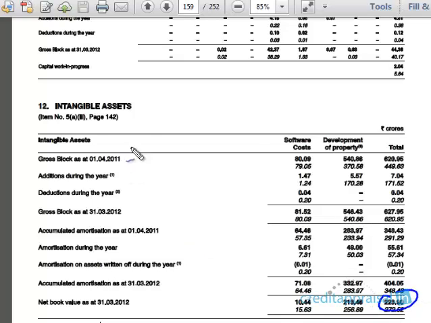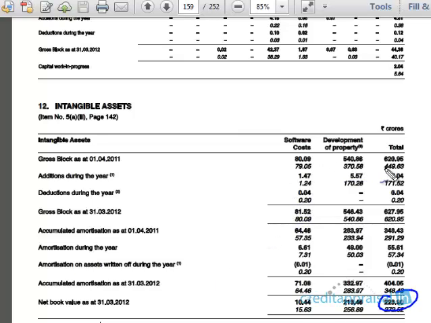That's the intangible assets. So here also we'll have the gross block and the accumulated amortization. We call it amortization here. We don't use the term depreciation. For fixed assets we use depreciation. For intangible assets we use the term amortization. Don't worry too much about the terminology. All we're interested in for the moment is the gross block and the accumulated amortization.